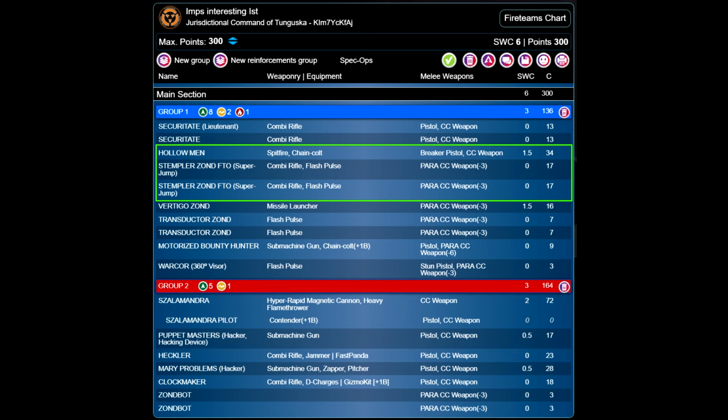Why is it interesting? As you can see, no core, only attack, Harris, and a bunch of robots with merry problems.